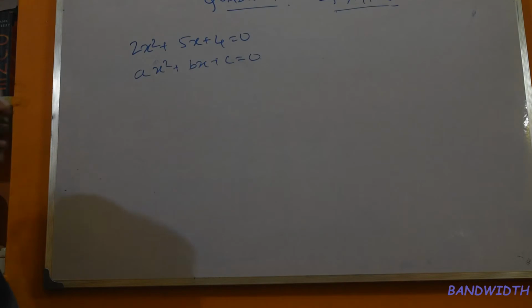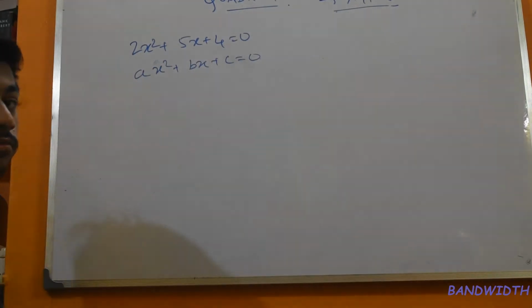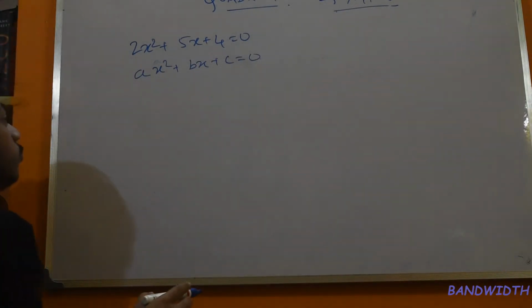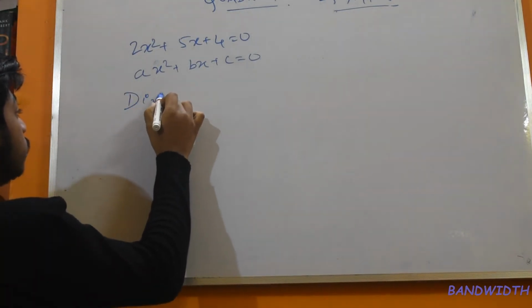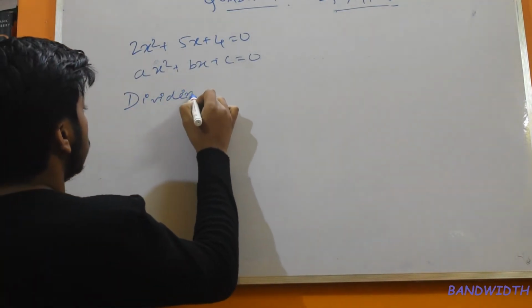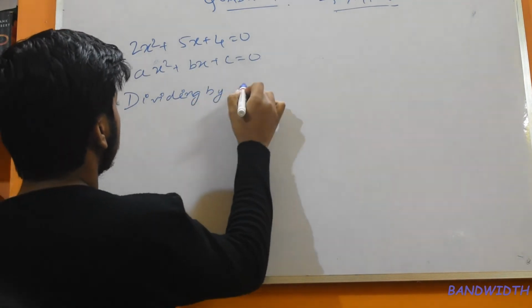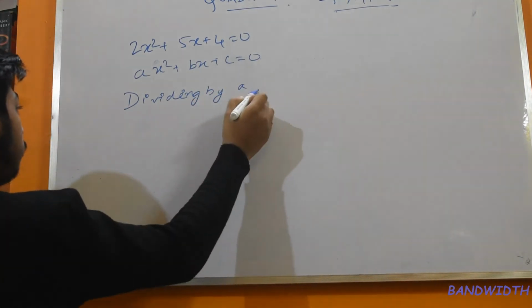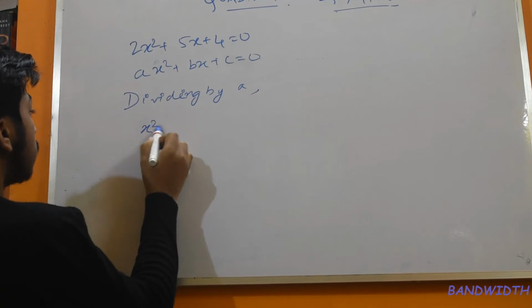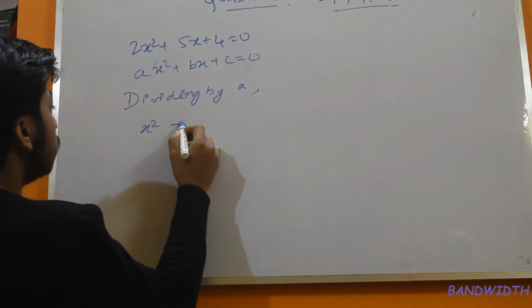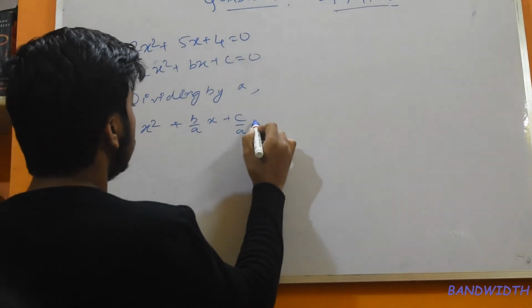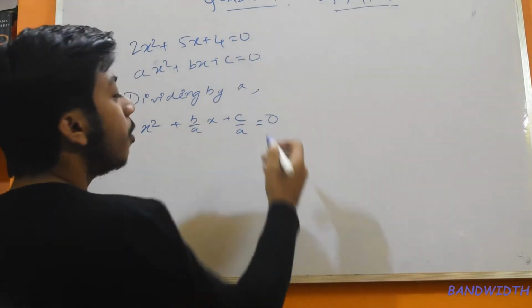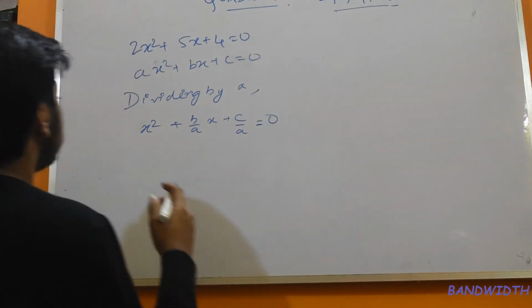Let's try to solve for x from this equation. What are we going to do? Let's divide both sides by a. We get x square plus b by a x plus c by a equals 0. Now of course 0 by a is 0. Everybody knows that. Come on.